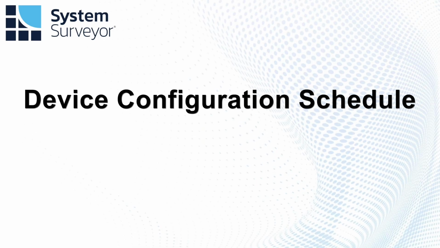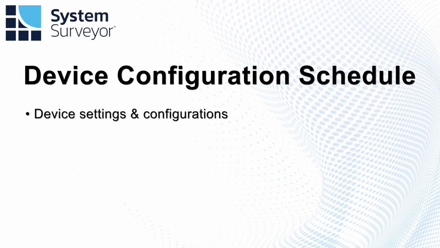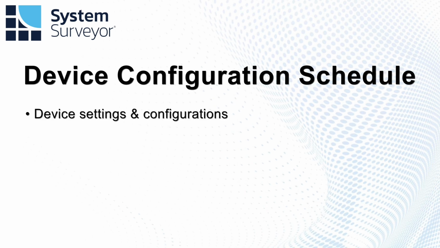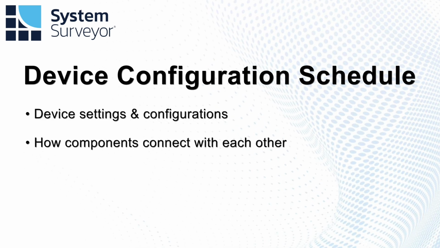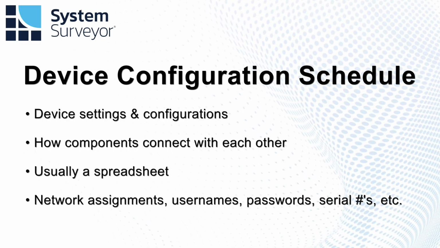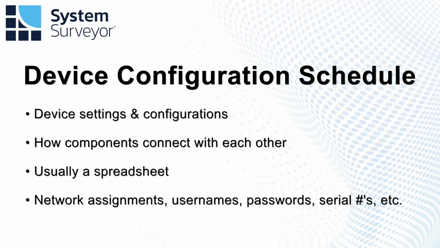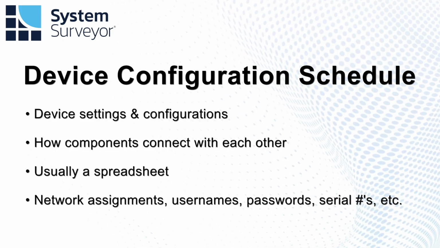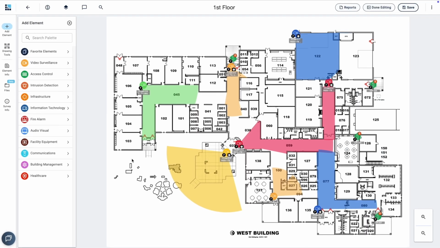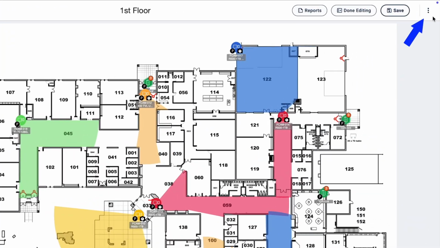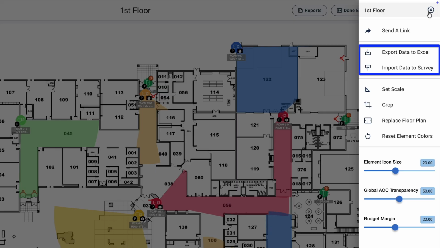Next, your pre-installation engineer will develop a detailed device configuration schedule. This shows all the device settings and configurations for every device that you plan to install and how they interconnect with the other components. This is likely a spreadsheet and may include network assignments, usernames, passwords, serial numbers, and other device configuration information.